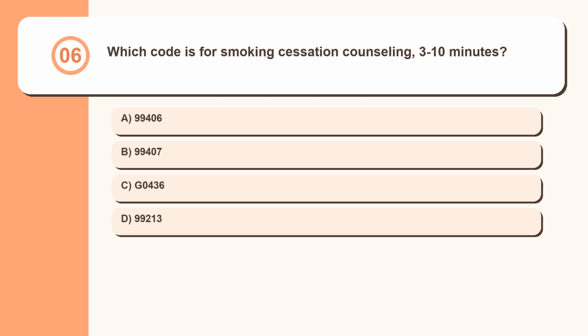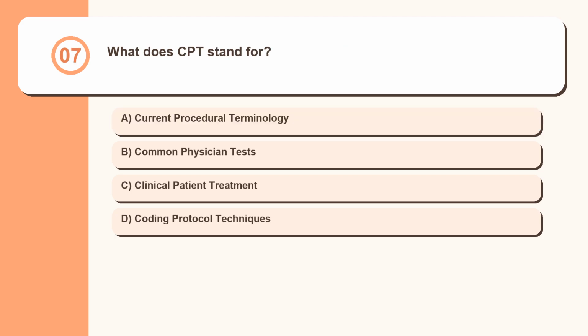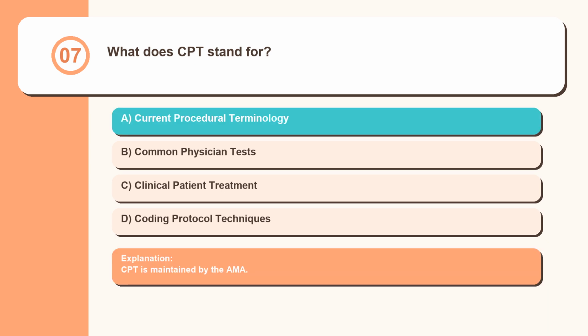Question 6. Which code is for smoking cessation counseling, 3 to 10 minutes? 99406, 99407, G0436, 99213. 99406 is for 3 to 10 minutes, 99407 is for greater than 10 minutes. Question 7. What does CPT stand for? Current Procedural Terminology, Common Physician Tests, Clinical Patient Treatment, Coding Protocol Techniques. CPT is maintained by the AMA.